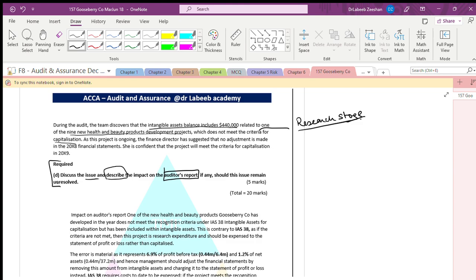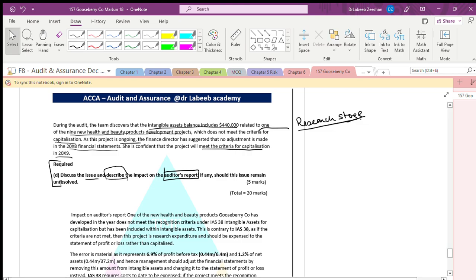As the project is ongoing, the finance director suggests no adjustment is made in the 2008 financials. She is confident that the project will meet the criteria. Okay, you are confident. It is not about the individual judgment. You may be confident, but it has to be on paper. Fine. Discuss the issues and describe the impact, if any, should it remain unresolved.